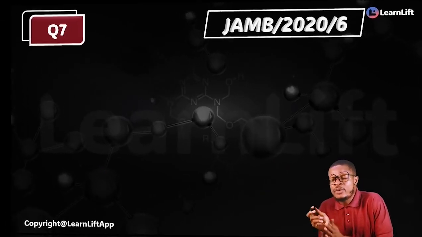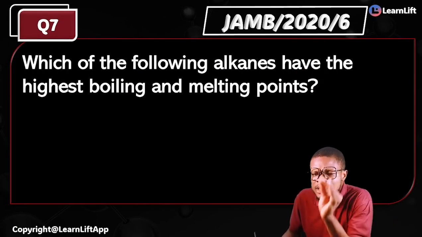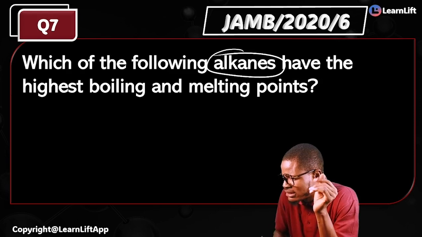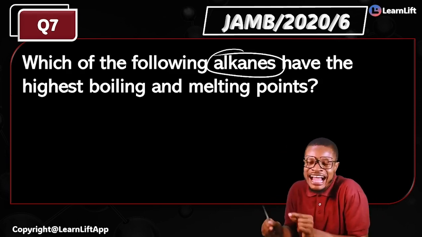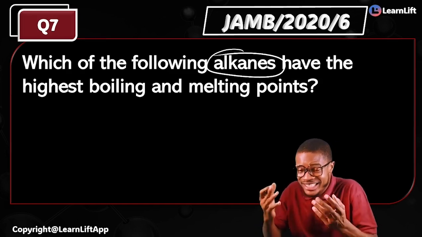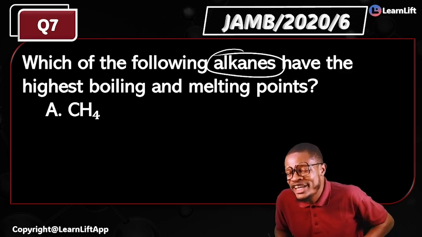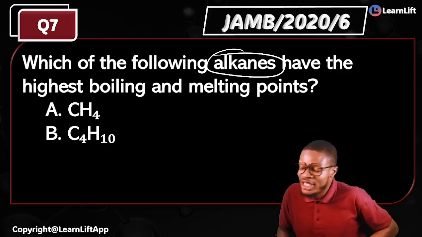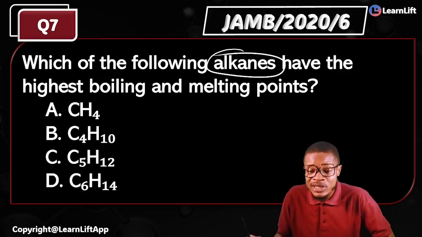Answer this question for me very quickly. JAMB 2020 question 6. In 2020, they brought this question. Which of the following alkanes has the highest boiling and melting point? As the number of carbon atoms increases, the boiling point increases. The same thing, melting point also increases. Option A says CH4. Option B says C4H10. C says C5H12. And D says C6H14. Which one is the answer?